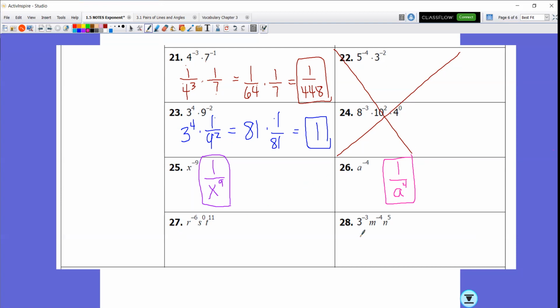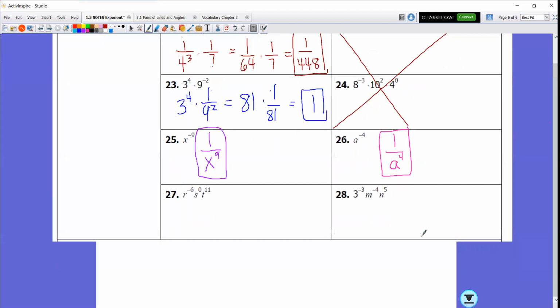So 27, 28 might be a little daunting because there's a lot of stuff happening. So I'm going to do these with you. Hopefully you're writing them down too. I would start by writing the original expression if you don't have this note sheet. First, we only rewrite the ones with negative exponents. The only one here with a negative exponent is r. So that needs to go in the denominator. R to this positive sixth power once it's down here.